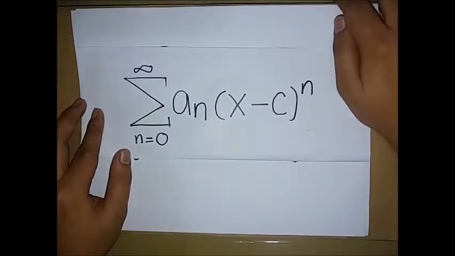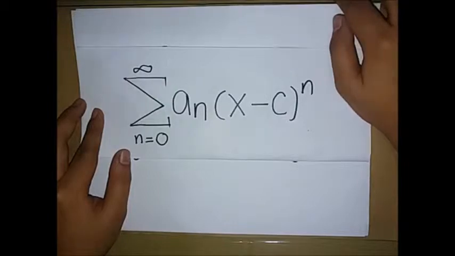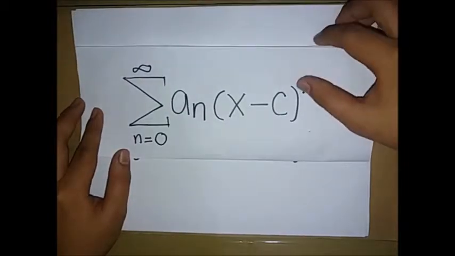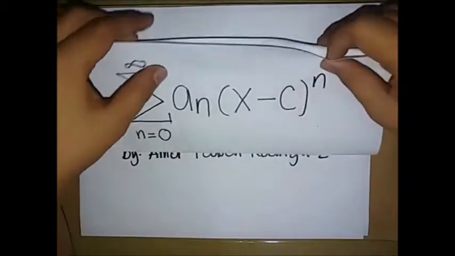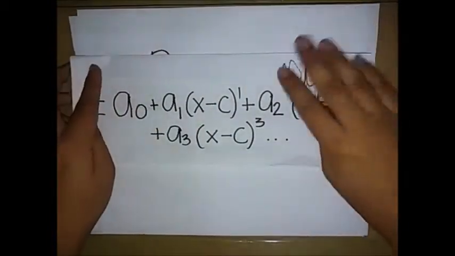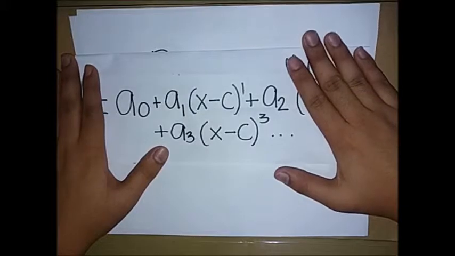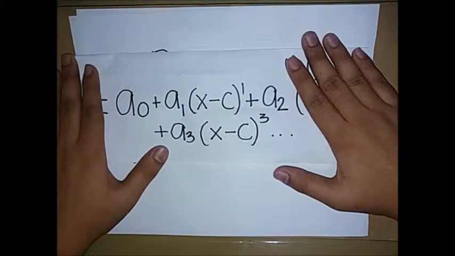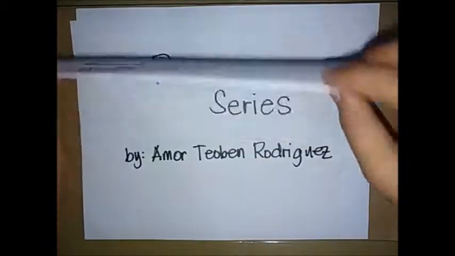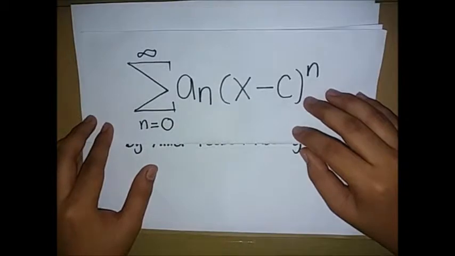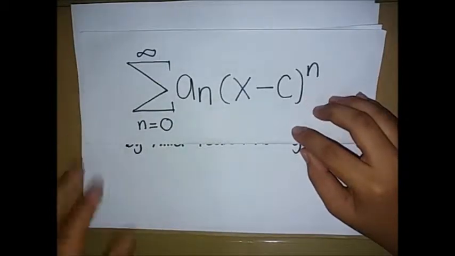And this expression can also be expressed in this form: a sub 0 plus a sub 1 times x minus c, and so on. This will be the expansion form of our general form of the power series.